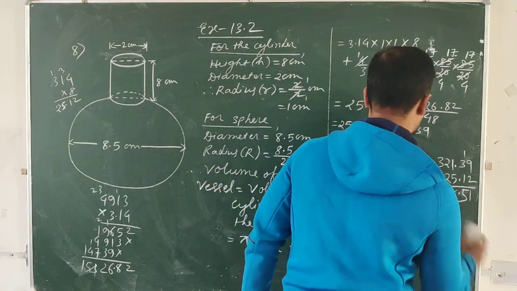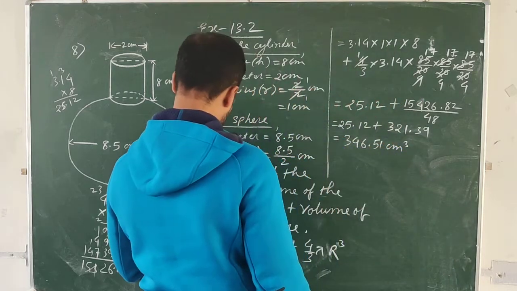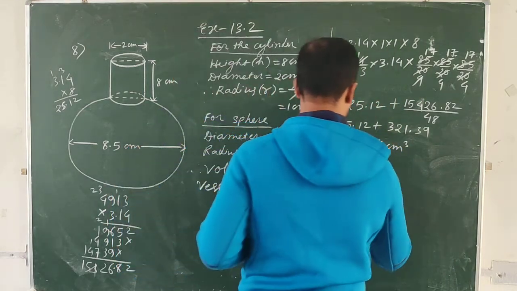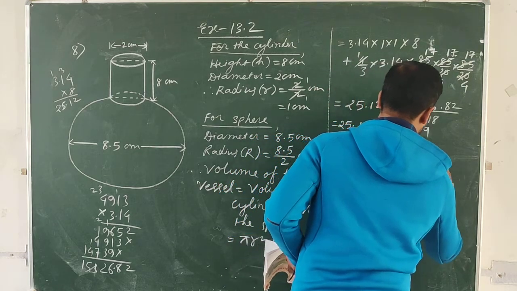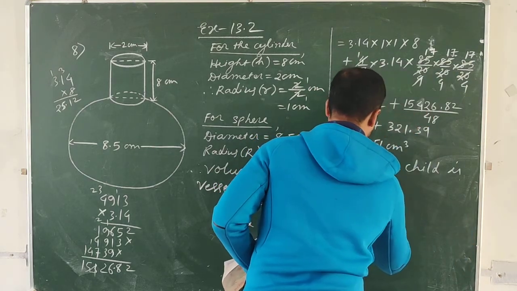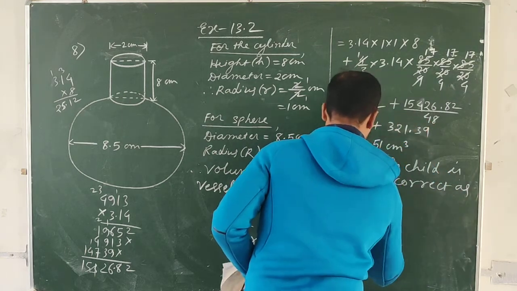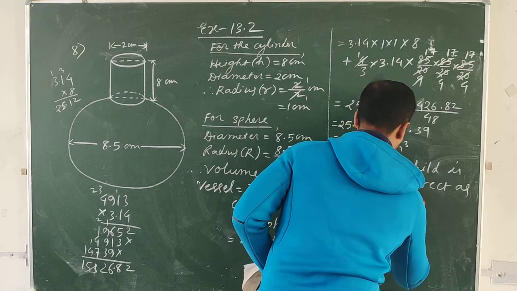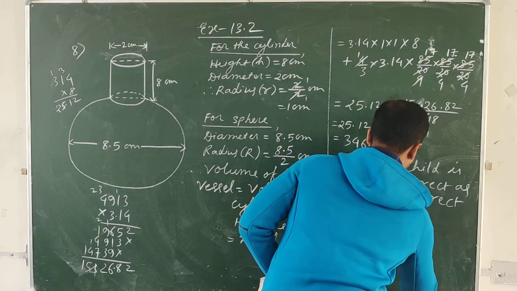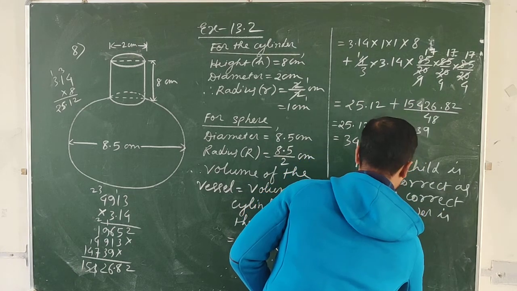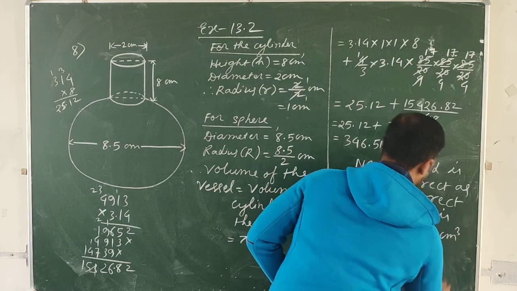So, no, then you write no, the child is not correct, as the correct answer is equal to 346.51 centimeters.